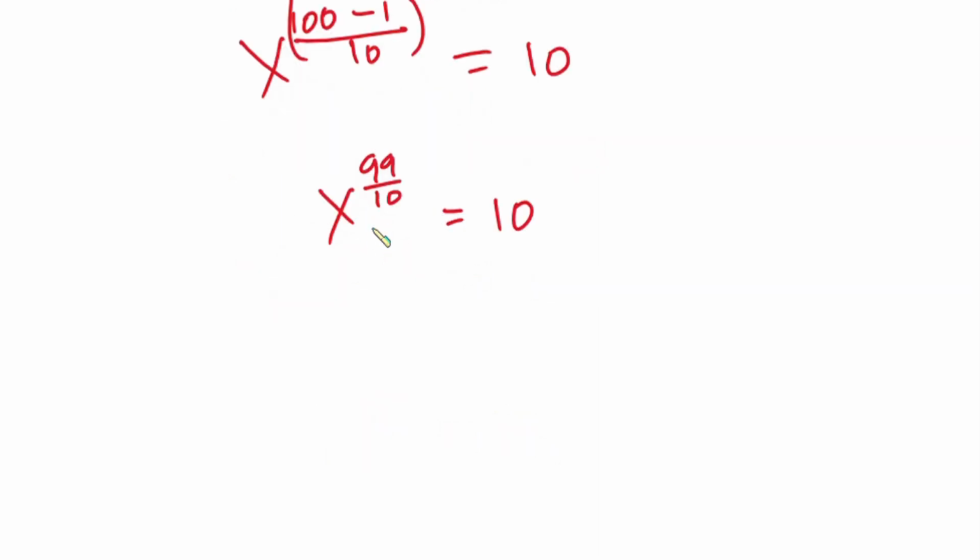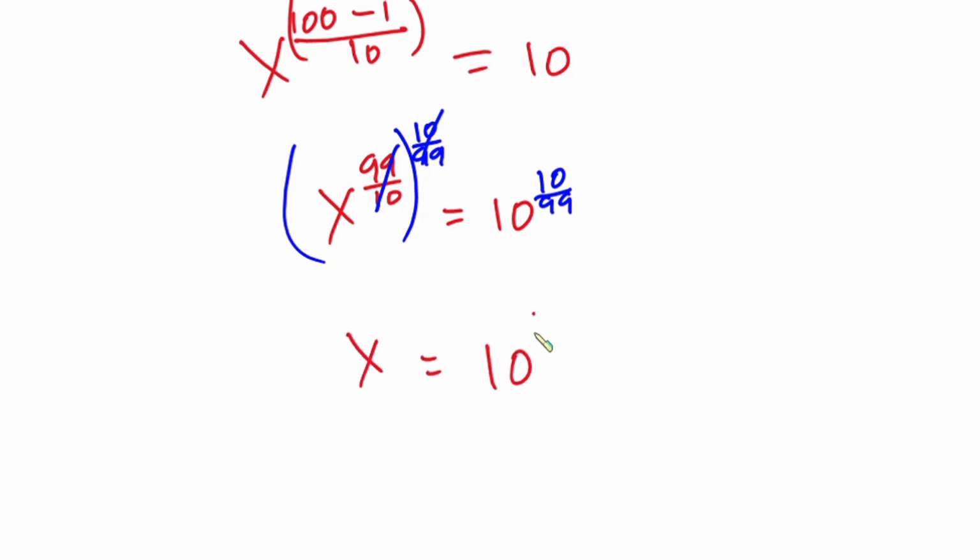Now we are looking for x, so what should we do? Well, let's go ahead and raise each side of this equation to the power 10 over 99. Alright, 10 over 99. So that straight away this whole thing will cancel. Now we have x is equal to 10 to the power 10 over 99. And this is our final answer.